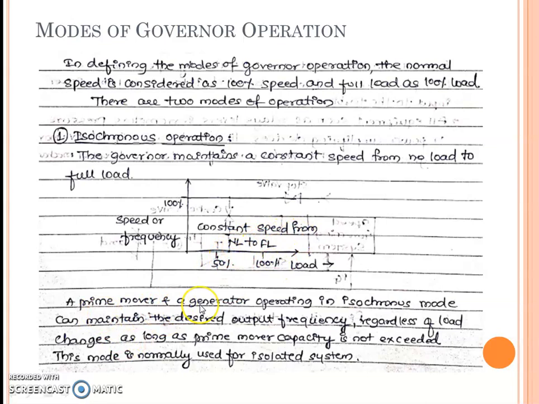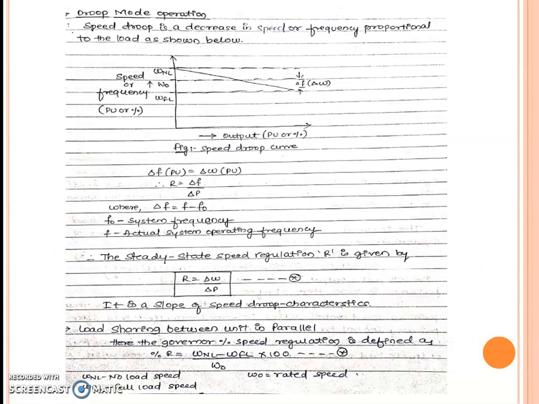A prime mover and a generator operating in isochronous mode can maintain the desired output frequency regardless of the load change, as long as the prime mover capacity is not exceeded, and the mode is normally used for isolated systems. Here whatever change you are experiencing in the load will be maintained with isochronous mode of operation with respect to the desired output frequency. And normally this type of isochronous operation is used in the isolated system.